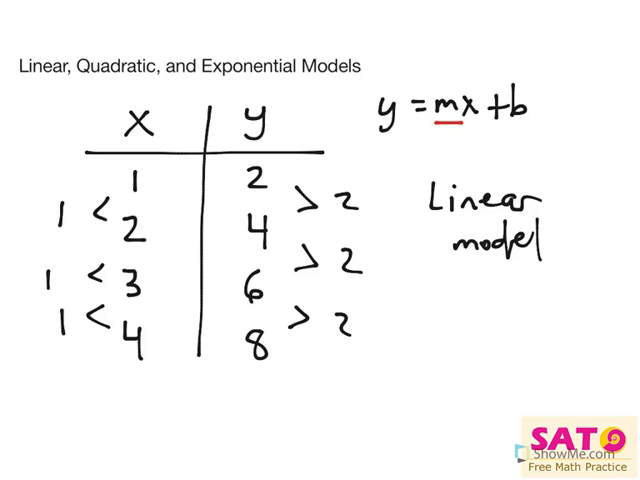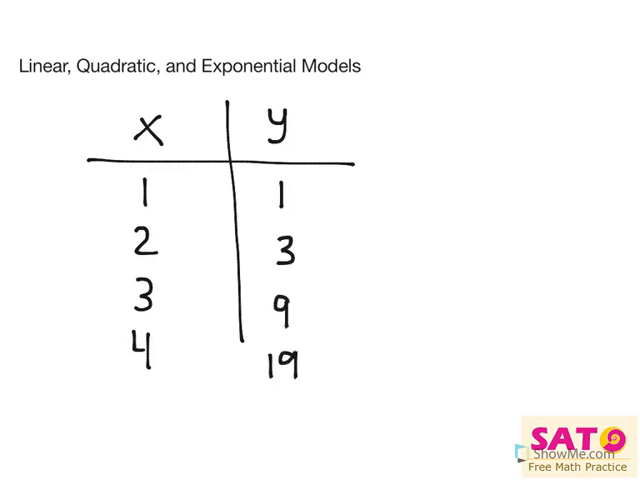And now if we're looking at quadratic, let's look at this one, and this one is quadratic. And if we look, x is still the same, plus 1, and plus 1. But y here is a little different because from 1 to 3 we have a difference of 2. From 3 to 9 we have a difference of 6. So that's already not very constant. So we know it's not linear. And 9 to 19 is 10.